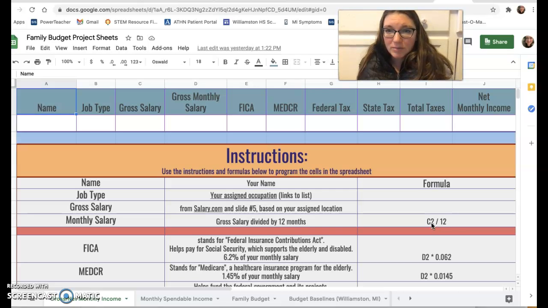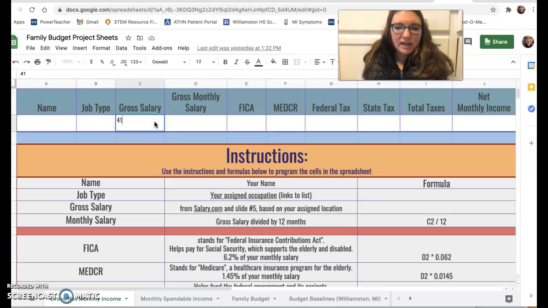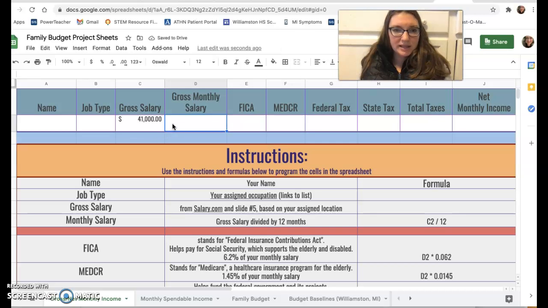And if you'll remember, to make it into a formula that calculates for you, you just have to put an equal sign in front of it. So if my gross salary is $41,000 a year, then my monthly salary is going to be equals this one divided by 12, which matches that formula there. Okay, so that's my monthly salary.